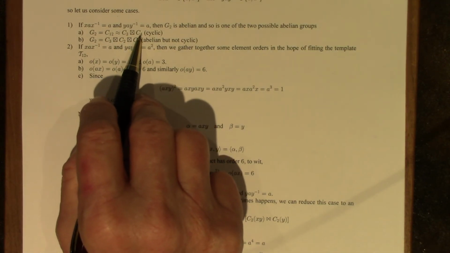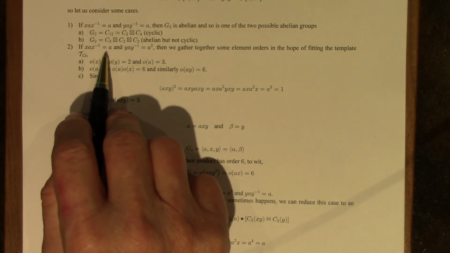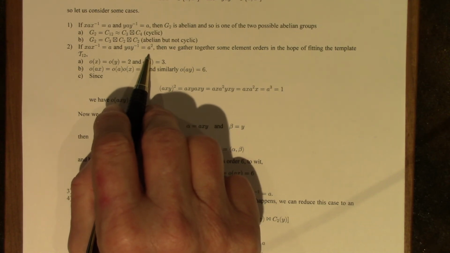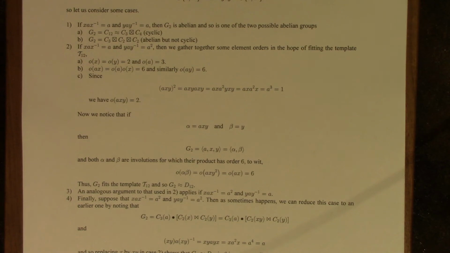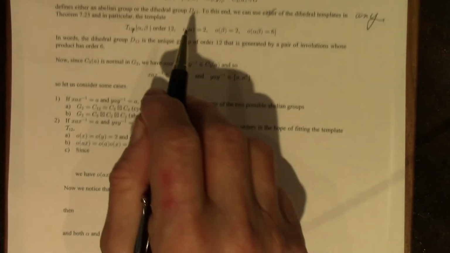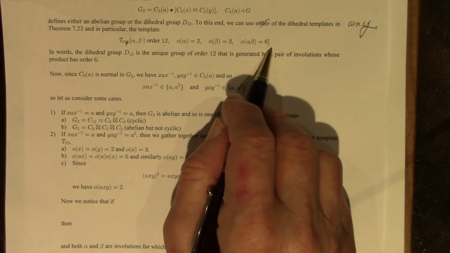This is the C3 direct product C4 case here. If XAX inverse is A, but YAY inverse is A squared, then this is not abelian, and we have to figure out how it fits into the dihedral template. One way to approach this is just to compute the orders of some elements, not quite at random, but more or less, and see if we can spring out 2 involutions whose product has order 6.